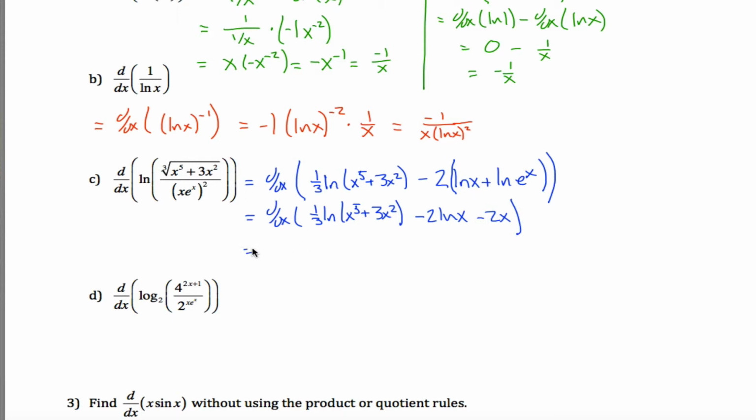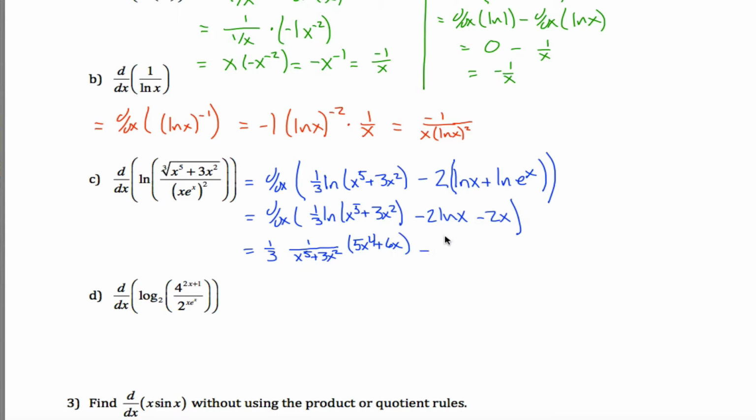So I can do that. Let's say I'll leave the 1/3 alone. The derivative of natural log of x is 1 over x. Playing the role of x is x to the 5th plus 3x squared. But then I still have to take the derivative of that x to the 5th plus 3x squared. This is chain rule here. So that's 5x to the 4th plus 6x.